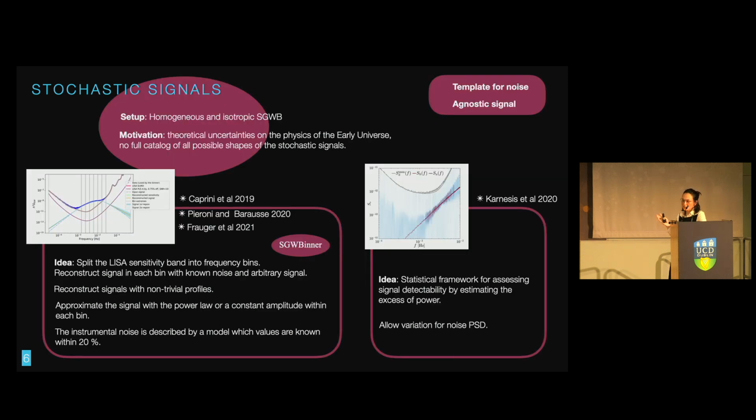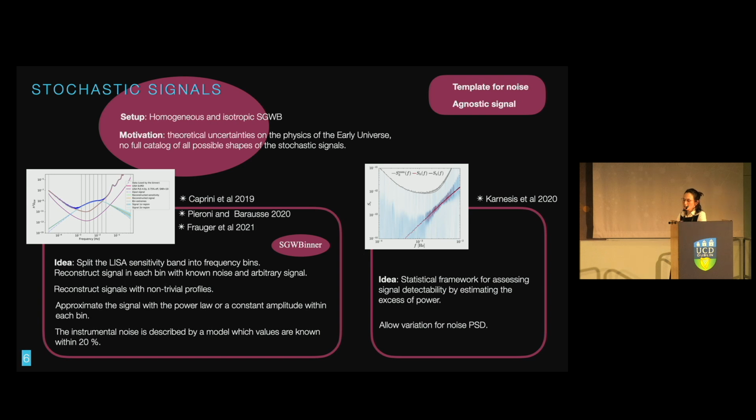For the cases when we have the template on the noise, but we don't know anything about the signal, one of the approaches is to separate our spectral band into bins. And then in each of the bins, we fit a power law, but that allows us to fit very complicated shapes and very non-trivial profiles. And this method is very widely used in the community.